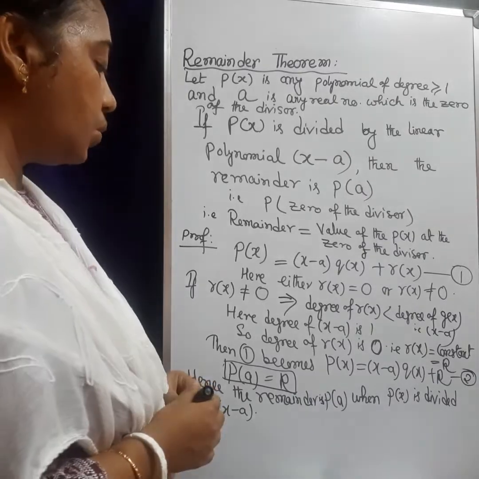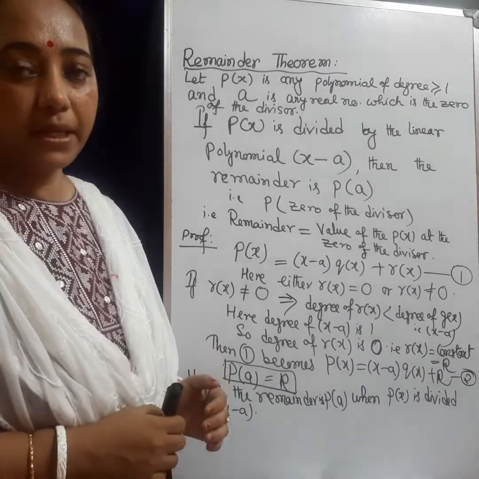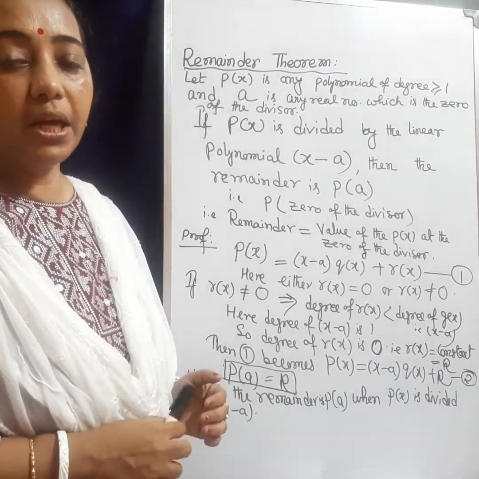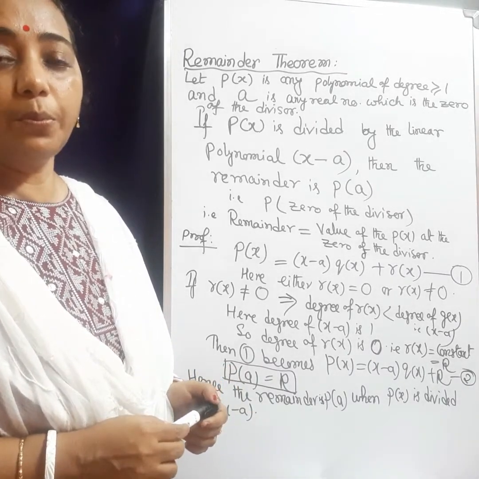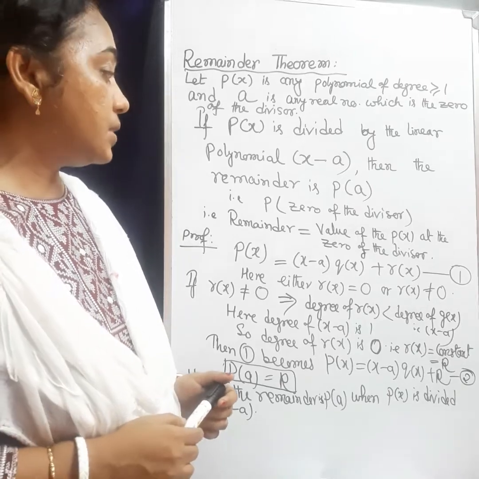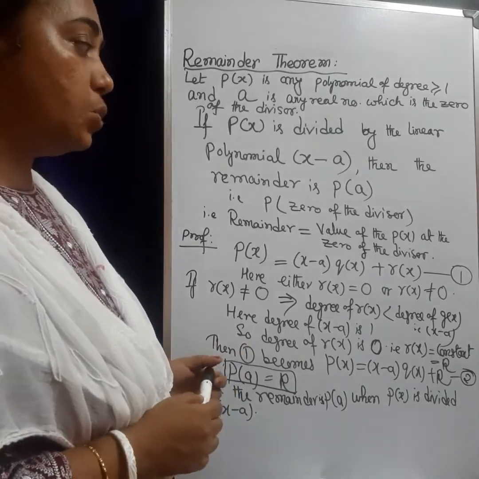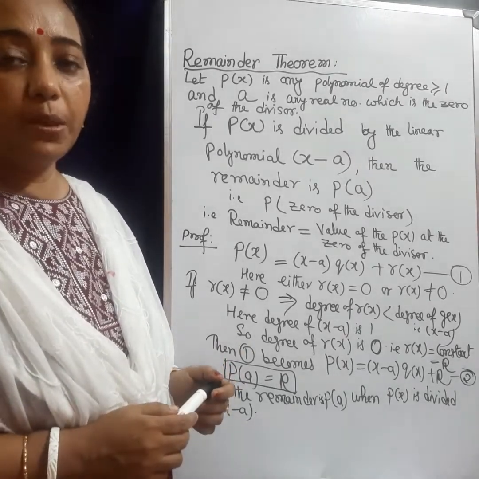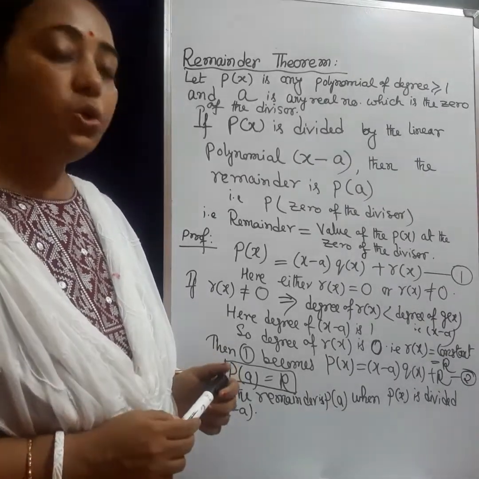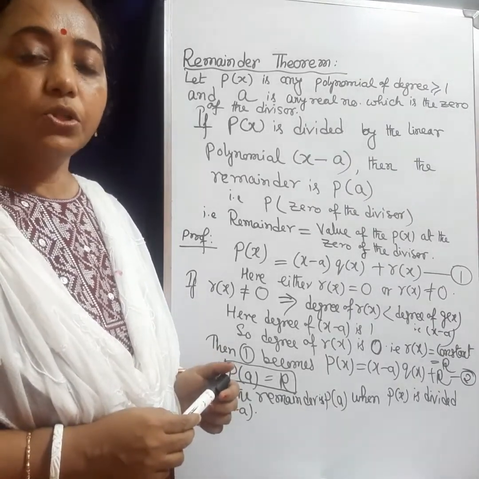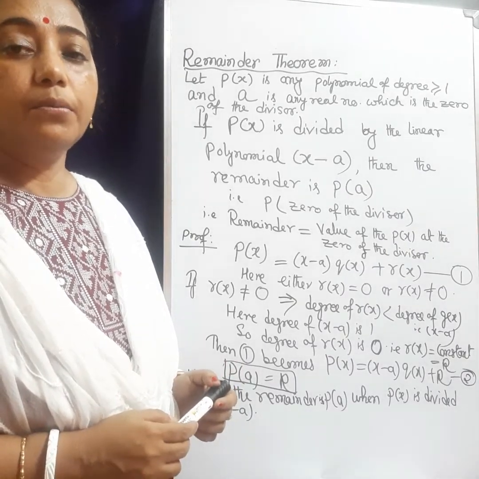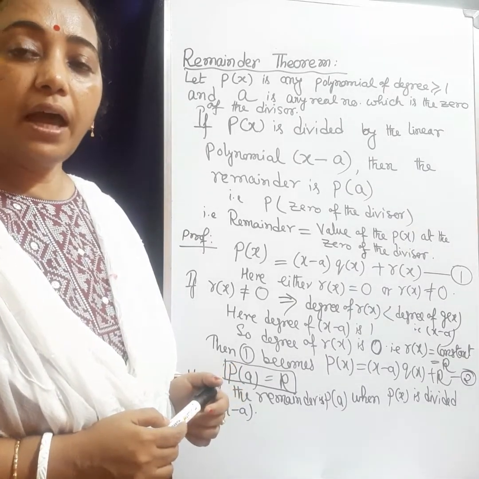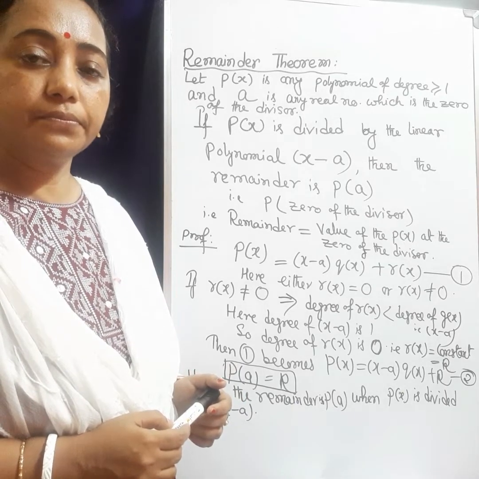So in this case, when a polynomial p(x) is divided by a linear polynomial x minus a, the remainder will be p(a). That is, the remainder is equal to the value of the polynomial p(x) at the 0 of the divisor. So by using the remainder theorem, we can easily find the remainder without doing the actual division.